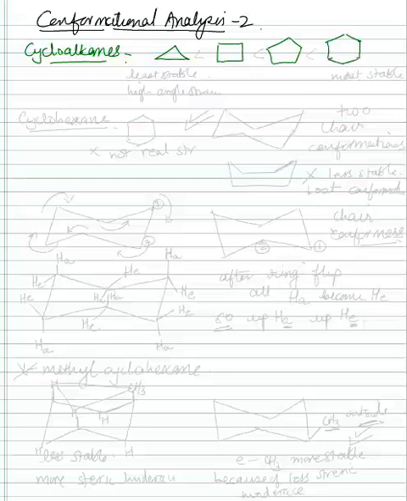And cyclopropane is least stable, and cyclohexane is the most stable of all the rings. This is because cyclopropane has high angle strain, and so the stability increases towards the cyclohexane ring. So when we look at the conformers, we actually look at only cyclohexane.